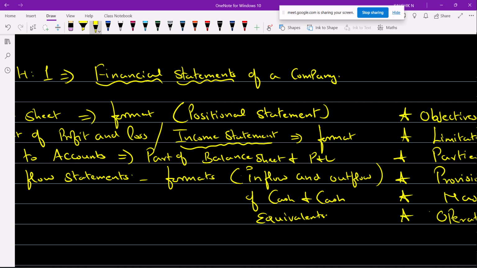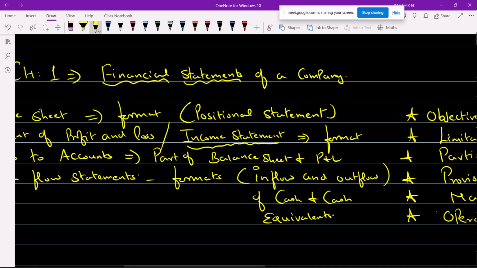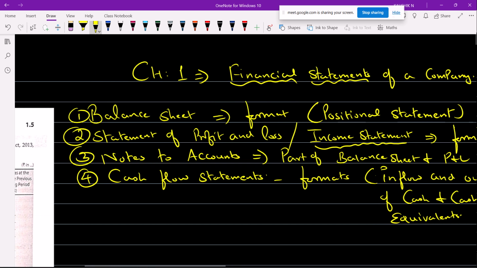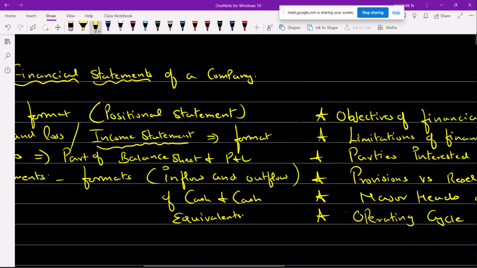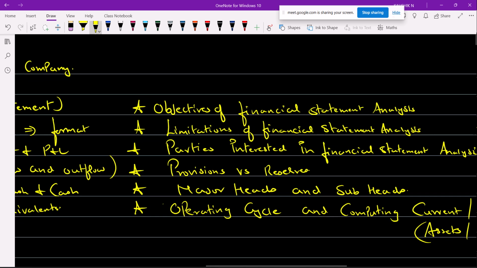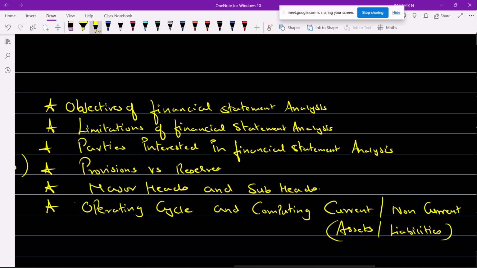So first, let us explore the format of the balance sheet, and then we'll learn about items that have major heads and subheads. Remember, there are 121 items with respect to the major head and subheads. When you talk about the major head and subhead, you have 121 items. We should understand what is the major head and what is the subhead for a given item.